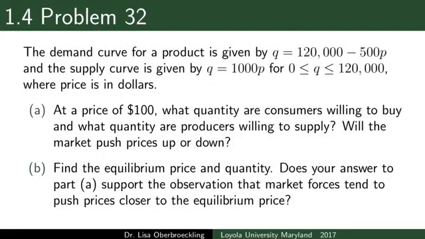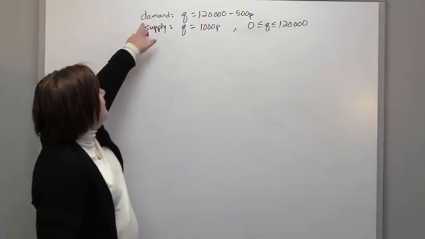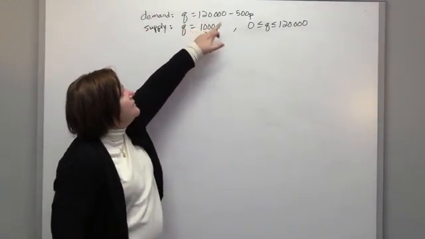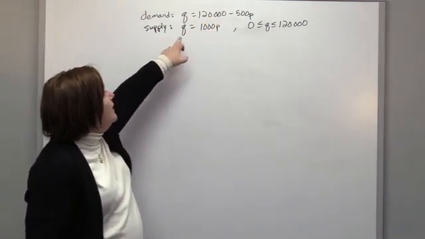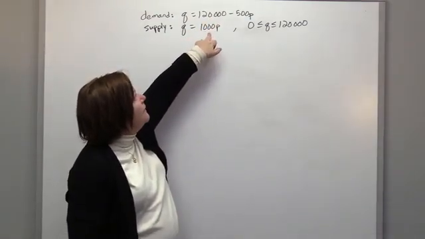In this example, we're going to do number 32 from the book. The demand curve for a product is given by Q equals 120,000 minus 500p, and the supply curve is given by Q equals 1000p for Q between 0 and 120,000, where price is in dollars. So from all of those words, we want to paraphrase and pick out what is the important information. So we have demand is Q equals 120,000 minus 500p, and supply is Q equals 1000p.